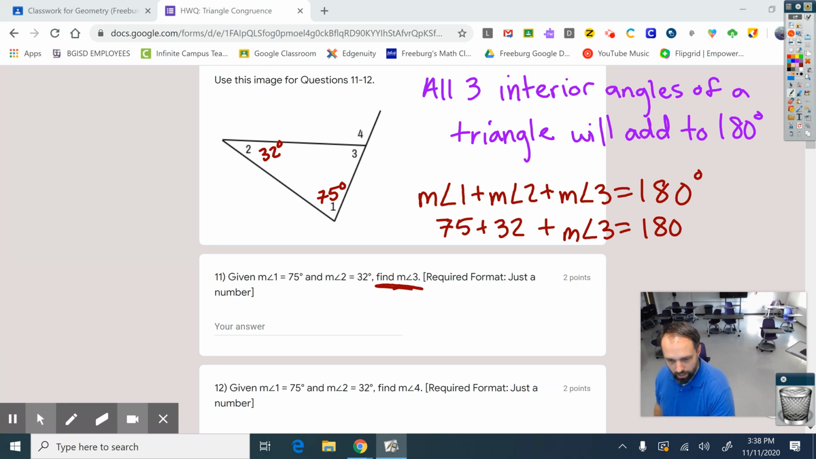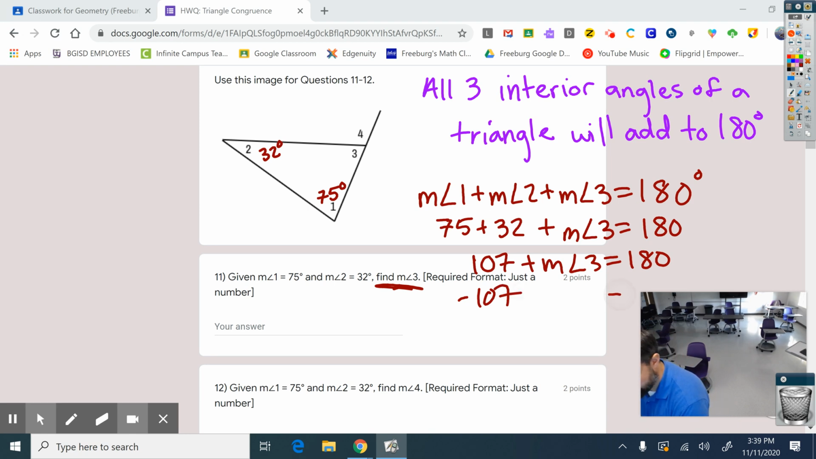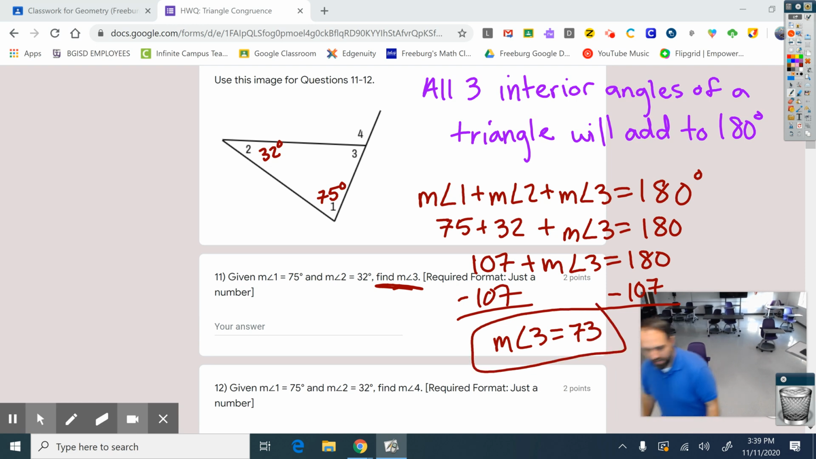And so 107 plus the measure of angle 3 equals 180. Subtract the 107 from both sides. And we'll see that the measurement of angle 3 is in fact equal to 73 degrees by our triangle sum theorem. So I now know this is 73 degrees. Go ahead and type that in. And then again, required format, just give it as a number here, so just 73.